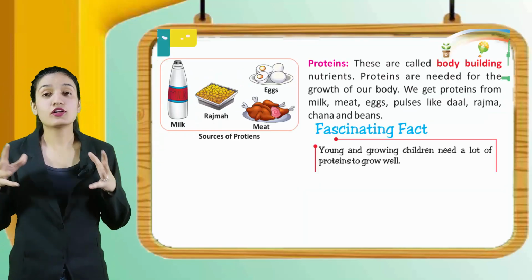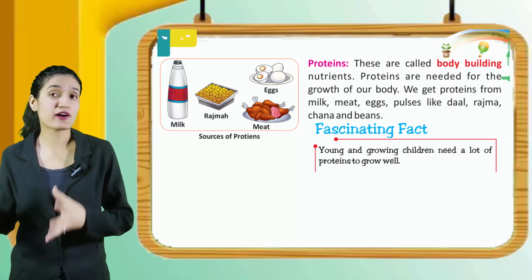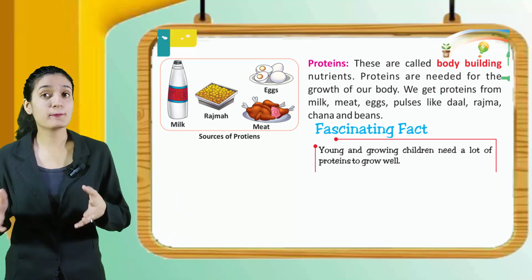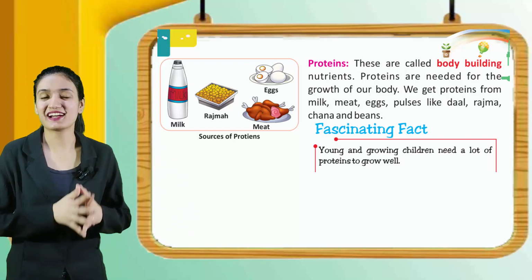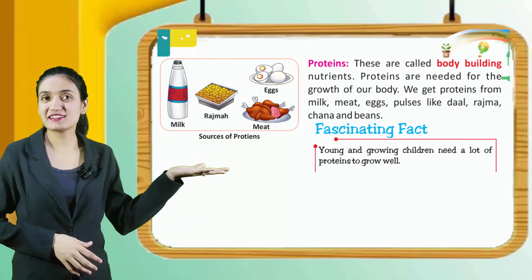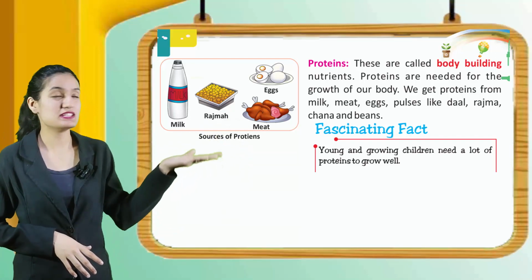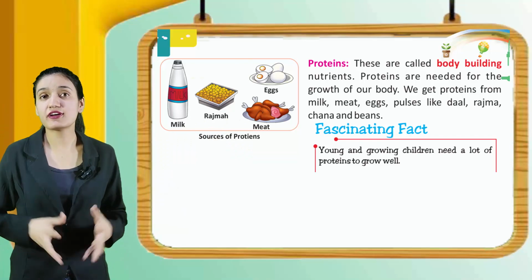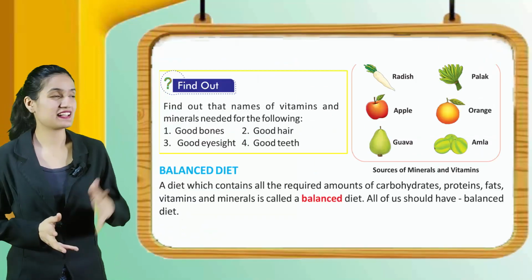Proteins. These are called bodybuilding nutrients. Proteins are needed for the growth of our body. We get protein from milk, meat, eggs, pulses like dal, rajma, chana and bean. Here you can see the sources of protein. And what are they? Milk, rajma, meat and eggs. Fascinating fact, young and growing children need a lot of proteins to grow well.